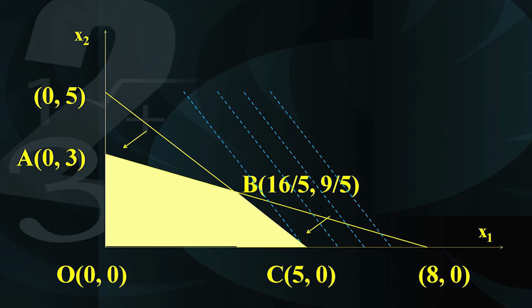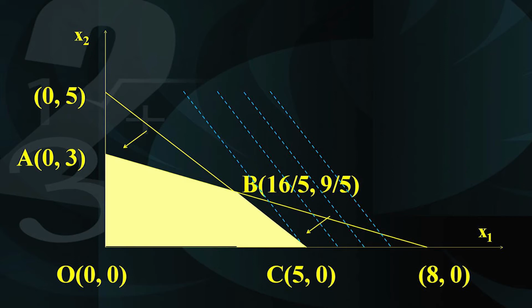Now, for this we will evaluate the value of the objective function at each of these corner points A, B, C and O, and try to get the value of the objective function at each of these points. Also, we will try to draw the family of straight lines which represent the objective function.